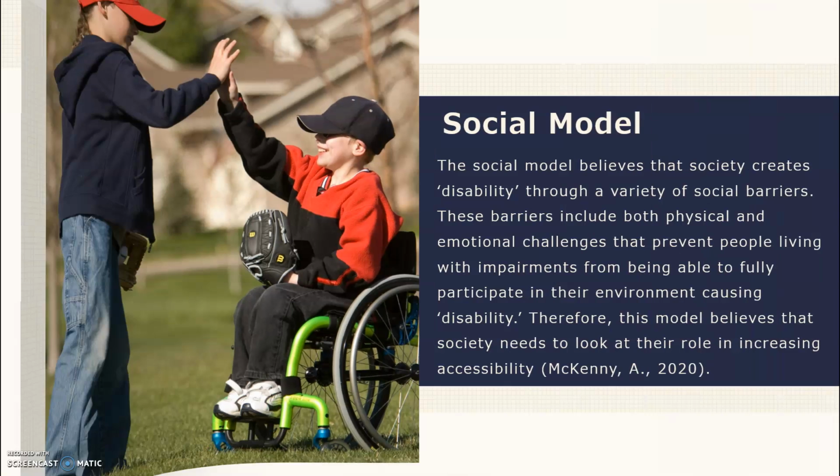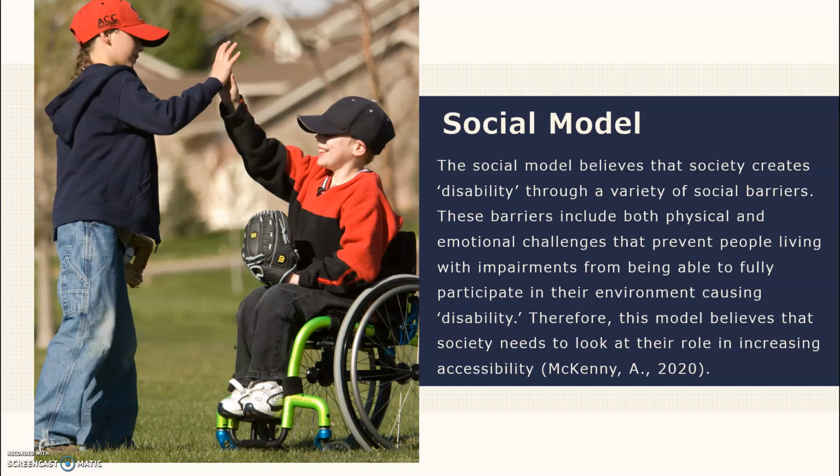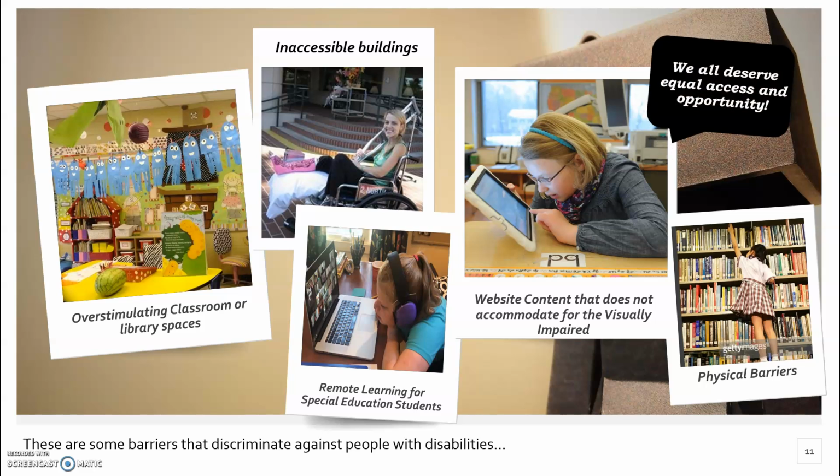This goes back to the social model because the social model believes that society creates the disability through a variety of social barriers. These barriers include both physical and emotional challenges that prevent people living with impairments from being able to fully participate in their environment, causing the disability. Therefore, this model believes that society needs to look at their role in increasing accessibility. Before we look at how to increase accessibility, let's first look at some of the barriers.